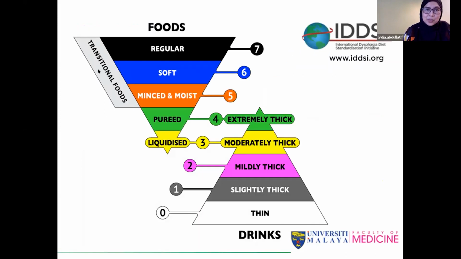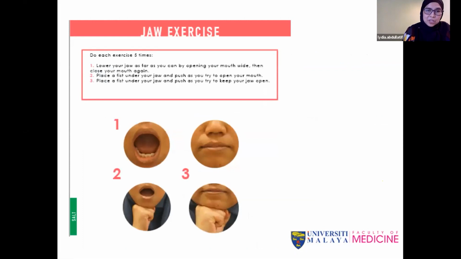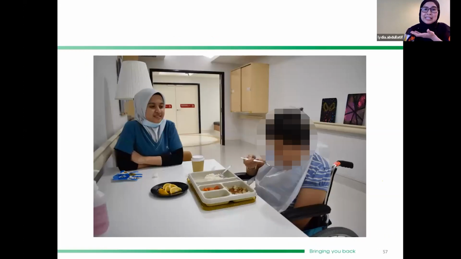Okay. So as you can see, there are different types of food from regular, soft, mince and moist, pureed, and a fully liquid diet like milk. All right. Similarly, with drinks, you can adjust the thickness by using thickener. This is some of the variation of oromotor activities, yeah, to work with your oral motor mastication, because you have got your facial muscle, you have got your mastication muscle that you need to teach them how to exercise so that they can actually eat their food.